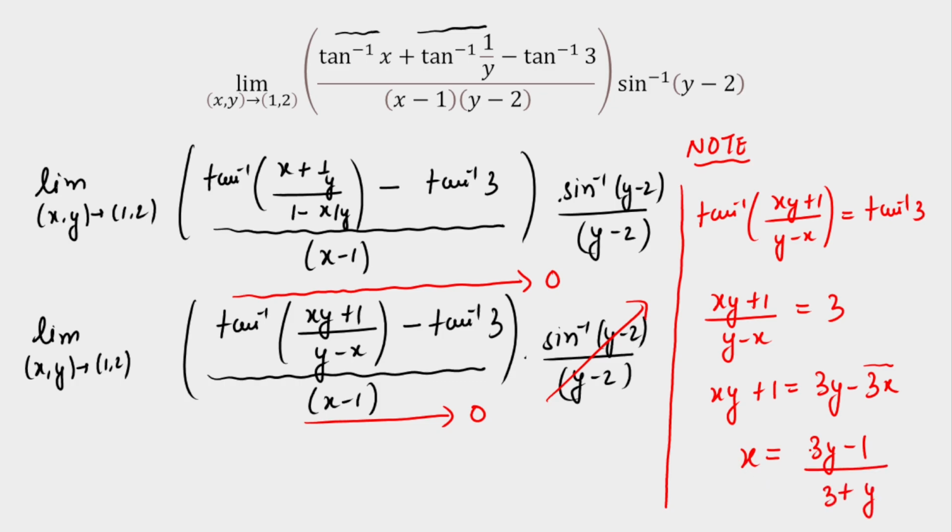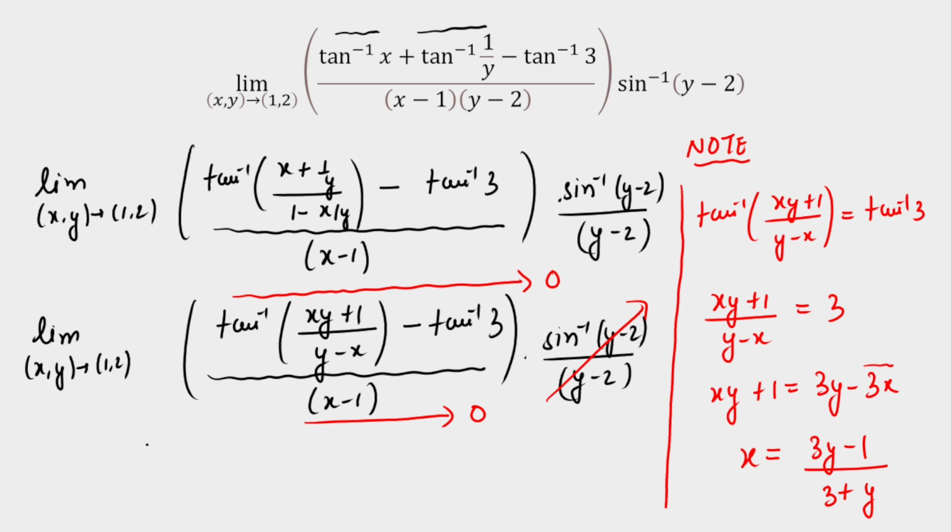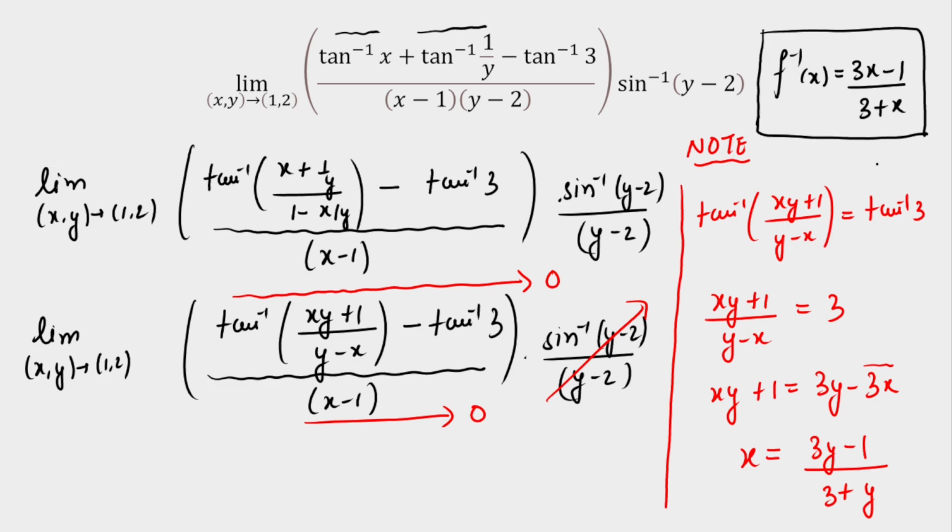So this is the value of x in terms of y, and I think we got the inverse of the function. So the inverse of the function can be written as f inverse of x. As you can see, f inverse of input is 3 times input minus 1 upon 3 plus input, that is (3x minus 1) upon (3 plus x). So I think we got the inverse of the function. Now I think we can calculate the limit which includes the inverse.